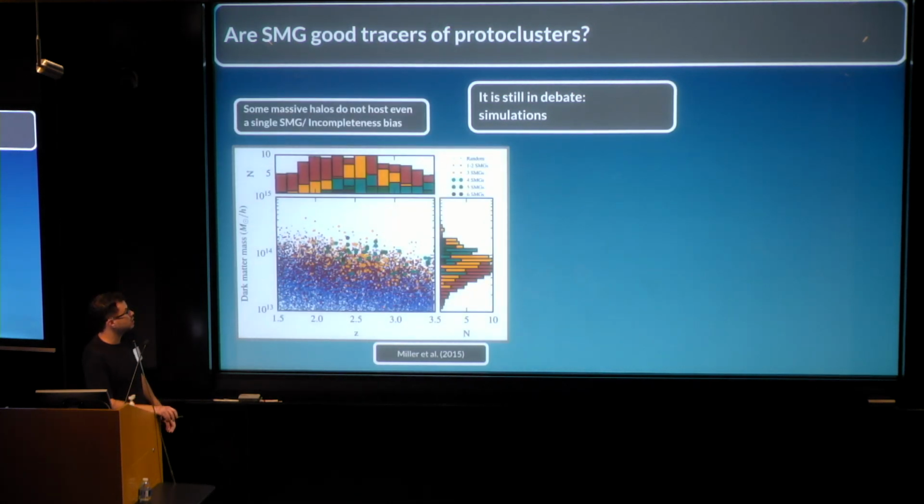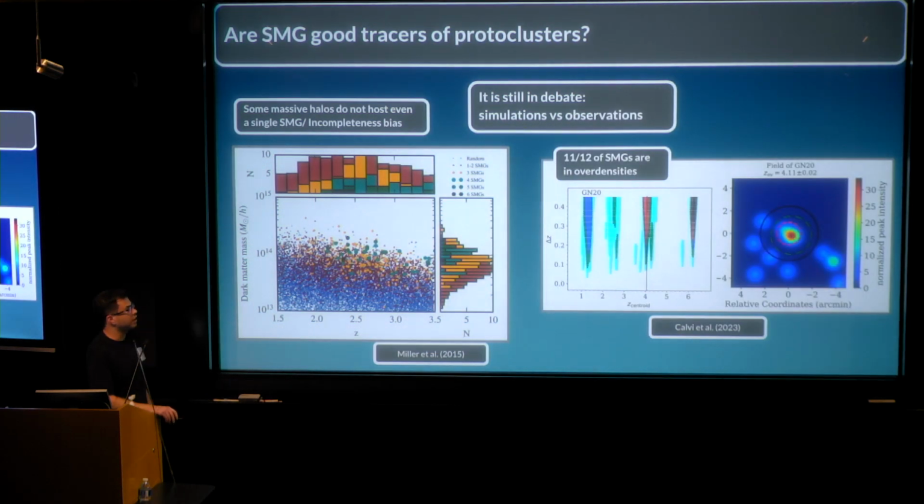And also in some cases, SMGs are not in the most massive dark matter halos at a certain redshift. So it's still in debate whether those are good tracers, because it presents an incompleteness bias. Not all massive dark matter halos host even a single SMG. On the other hand, in observations, there's a recent work of Calvi et al. from this year, actually, that showed that 11 out of 12 SMGs are in overdense regions. So it's still in debate whether SMGs are good tracers of protoclusters or not.